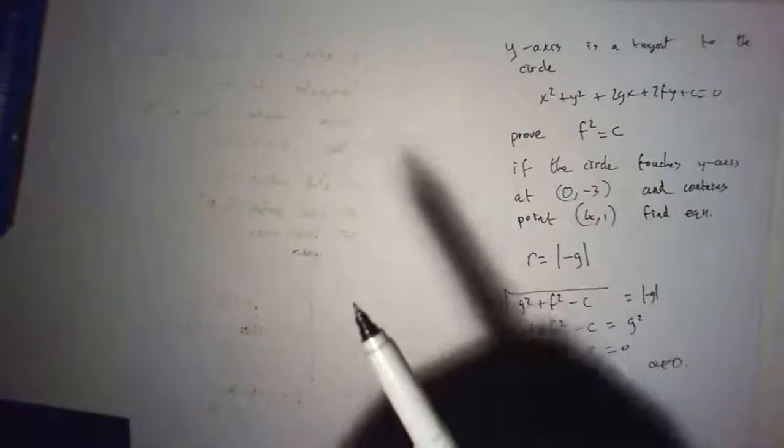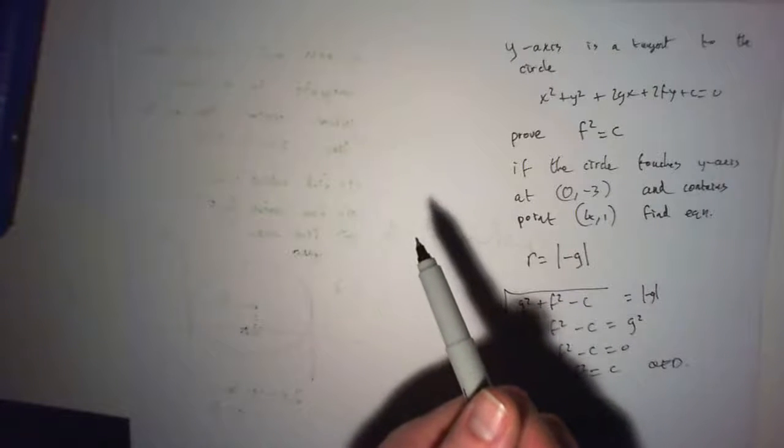Okay, so if the y-axis is a tangent at 0, minus 3, well then the f value has to be, for want of a better word, 3, doesn't it? Okay, has to be 3. But listen, we can look at that a different way. Let's say you didn't know that. How would you figure it out? Well, one way of figuring it out would be to do what we did in the previous video.